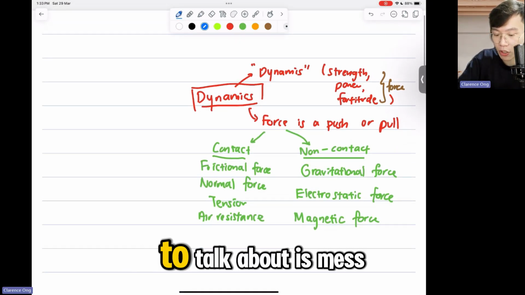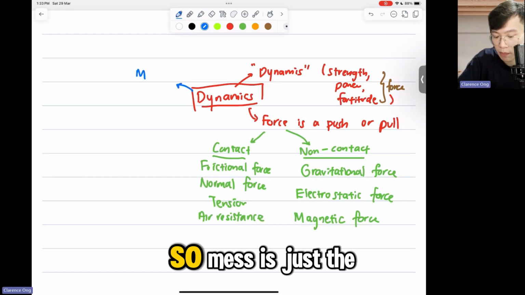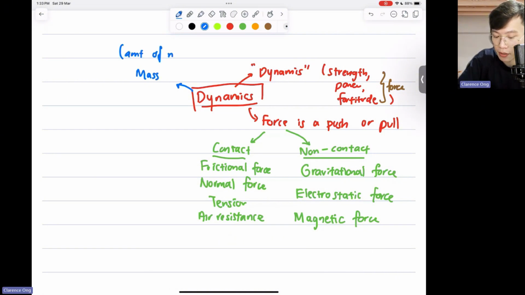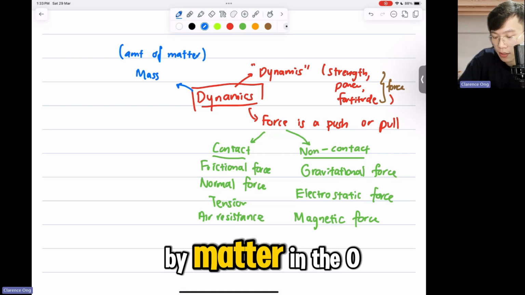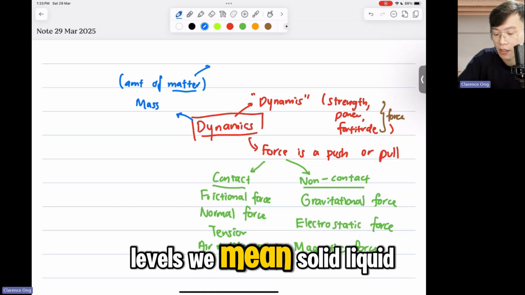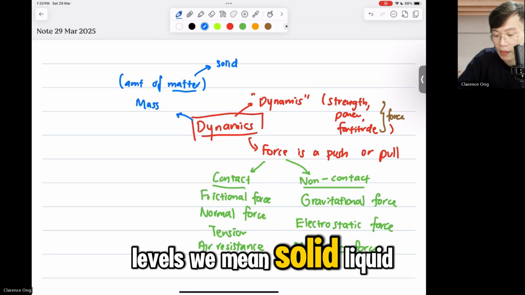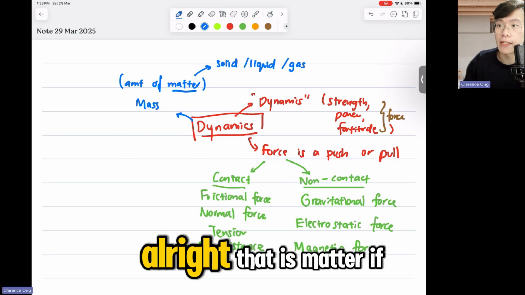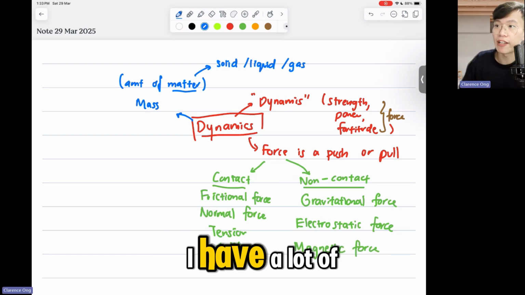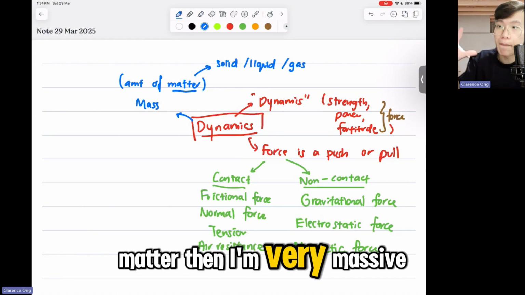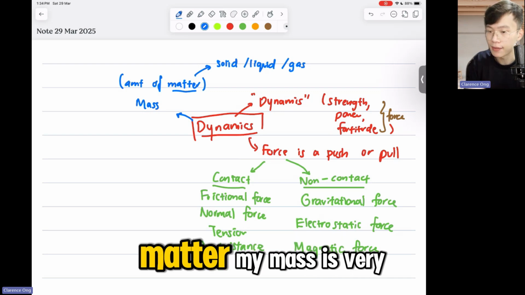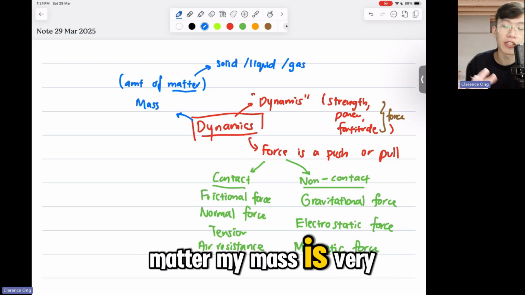The next concept we want to talk about is mass. Okay, so mass is just the amount of matter in a body. By matter, in the O levels, we mean solid, liquid, or gas. Alright, that is matter. If I have a lot of matter, then I'm very massive. My mass is very large. If I have very little matter, my mass is very small.